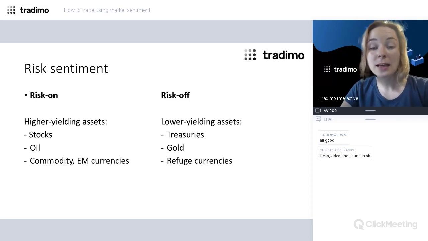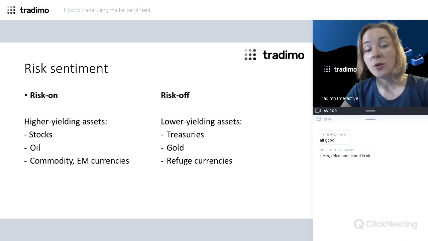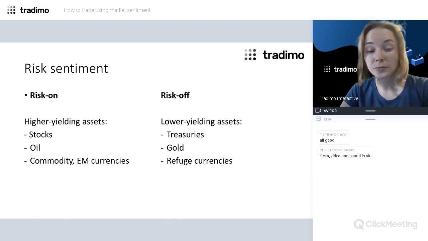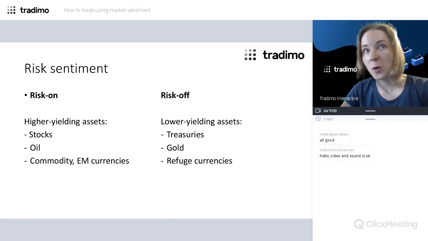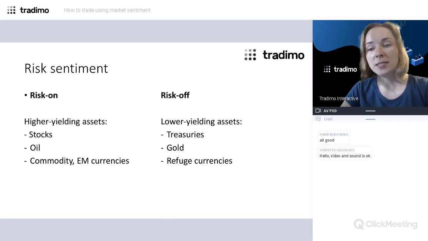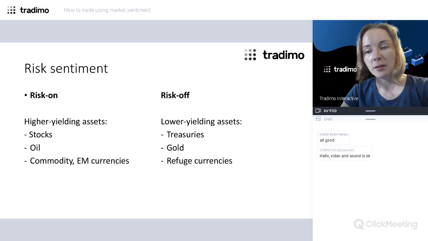The lower yielding assets, the classic ones, are US treasuries, gold, and refuge currencies like the Japanese yen and Swiss franc. And well, we can say that the US dollar belongs to this group as well. The position of the USD changes from time to time, but now we can clearly see that the USD is regarded as a kind of safe haven.